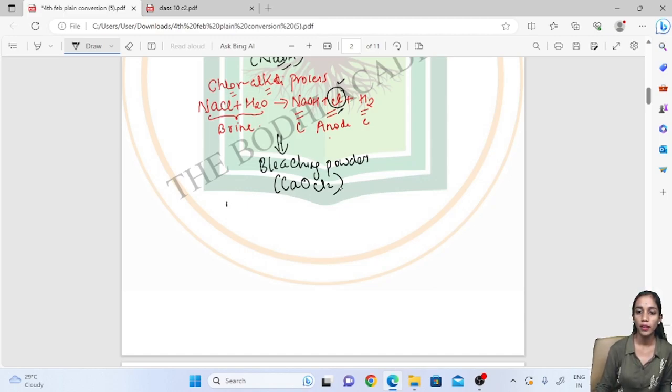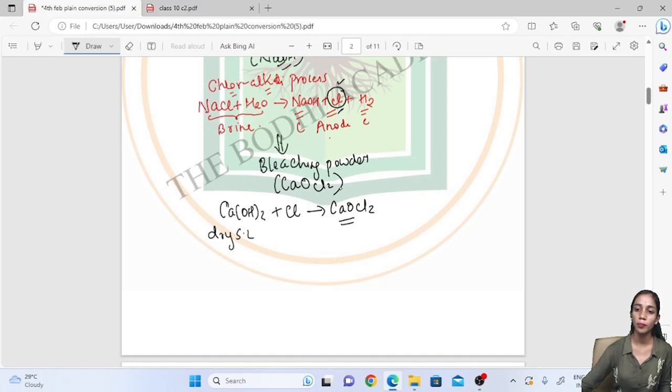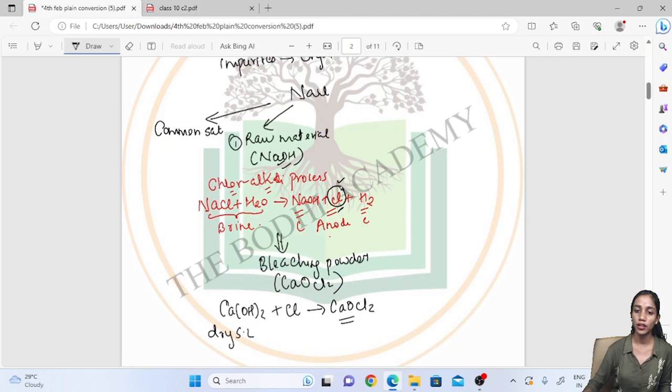What do we understand by this? It is calcium hydroxide, dry slaked lime. So it is made to react. The chlorine is passed over this dry slaked lime, and this leads to the production of calcium oxychloride, which is bleaching powder. So we have a second product over here, which is bleaching powder.